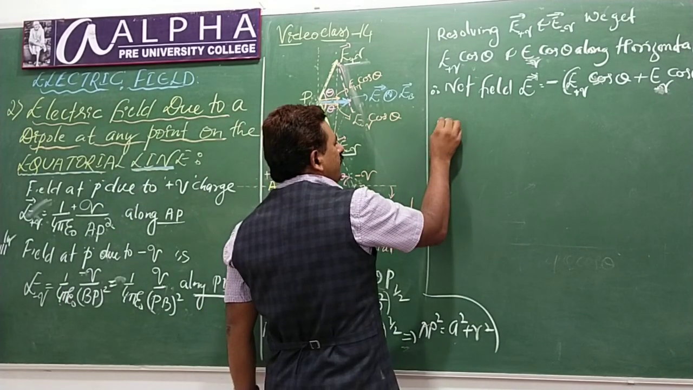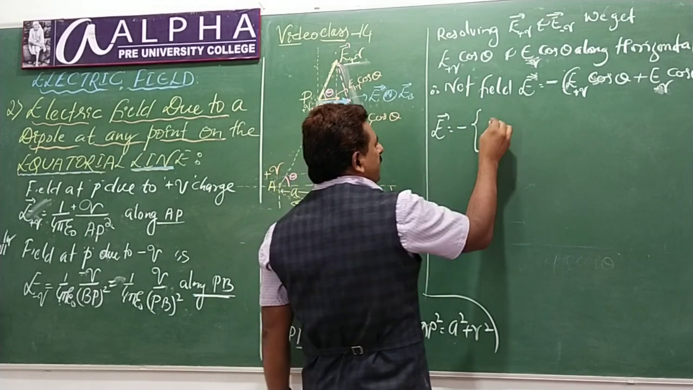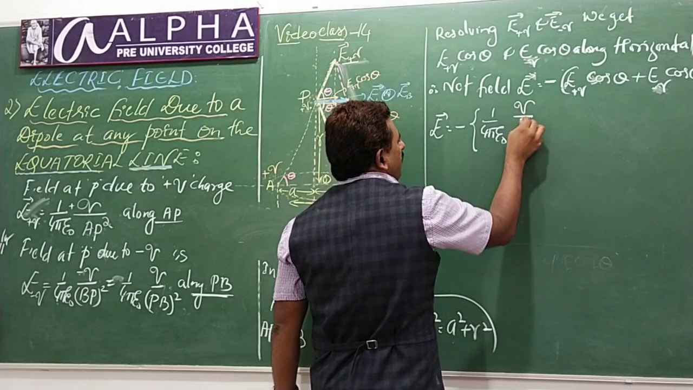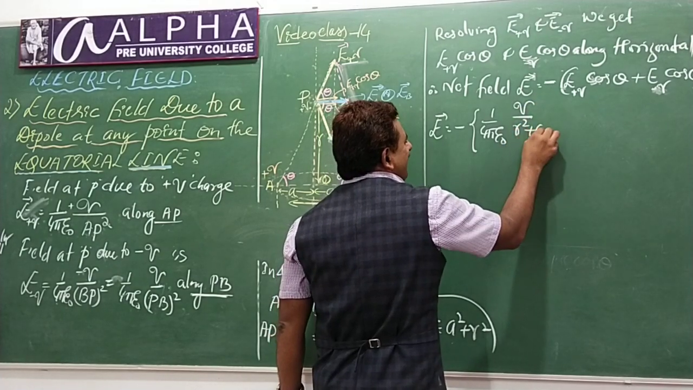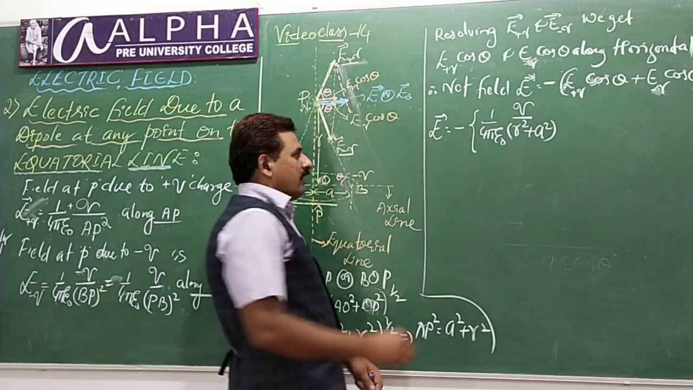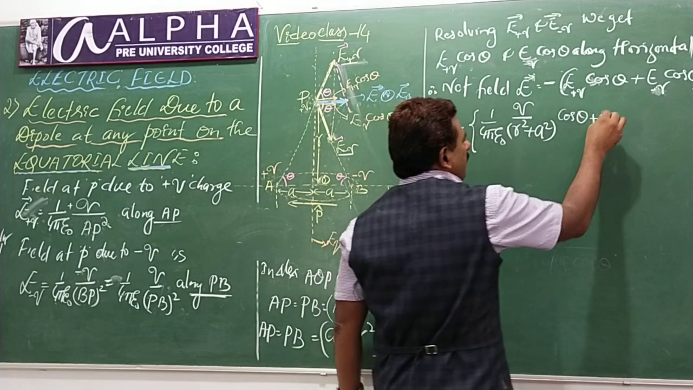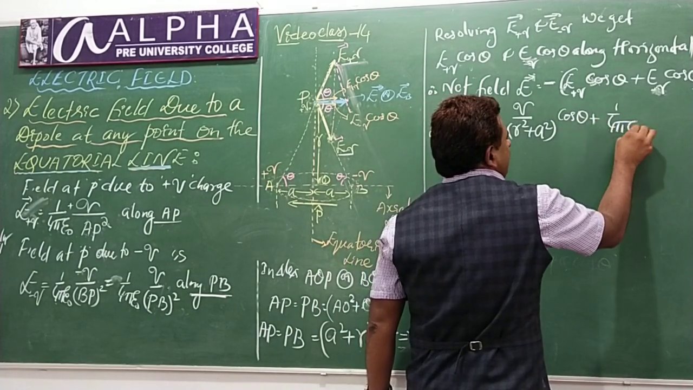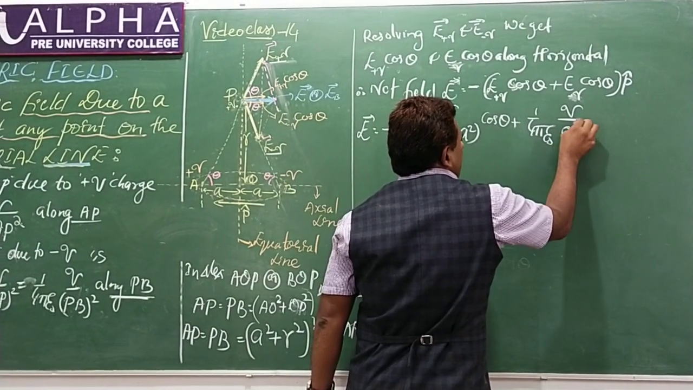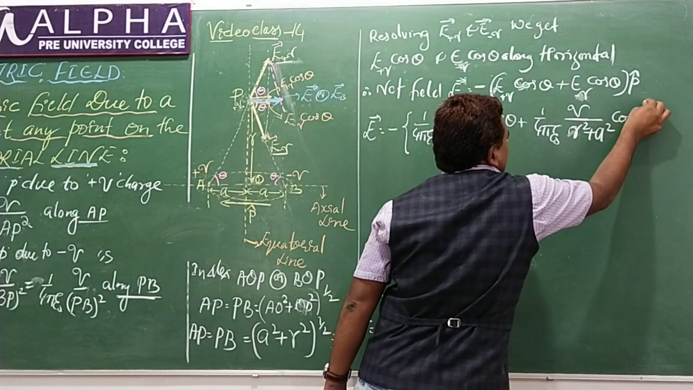So the resultant field E equals minus of, what is E plus Q? 1 over 4 pi epsilon 0, charge Q divided by R squared plus A squared. AP squared is A squared plus R squared, into cos theta, plus the other term, 1 over 4 pi epsilon 0, Q divided by R squared plus A squared, into cos theta, unit vector P.